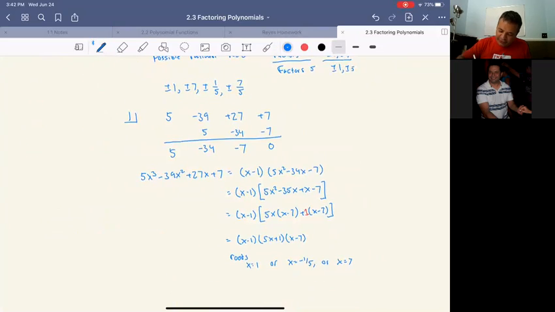I want us to just notice the negative 1/5 was in our list, and the 7 was in our list. And of course, 1 was in our list. All right, that's it for this section.